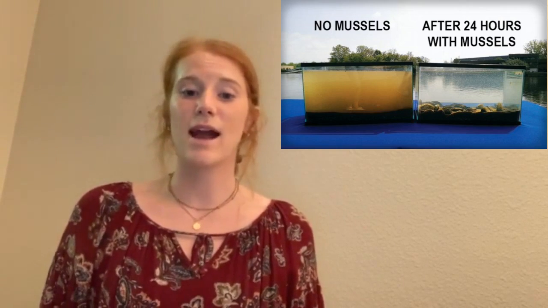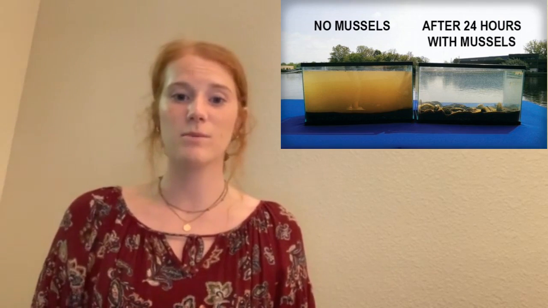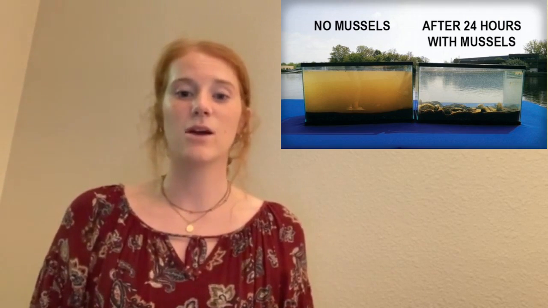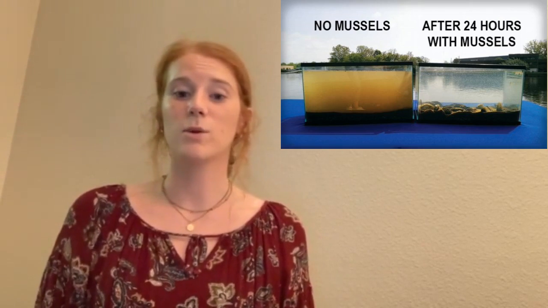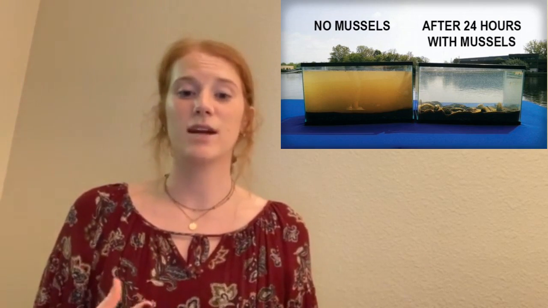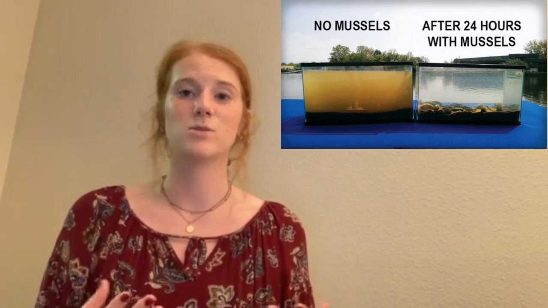Freshwater systems are actually where we get our drinking water from, so being able to identify what bacteria these mussels are filtering out of this water we will eventually be drinking is very beneficial to the management of these water systems.